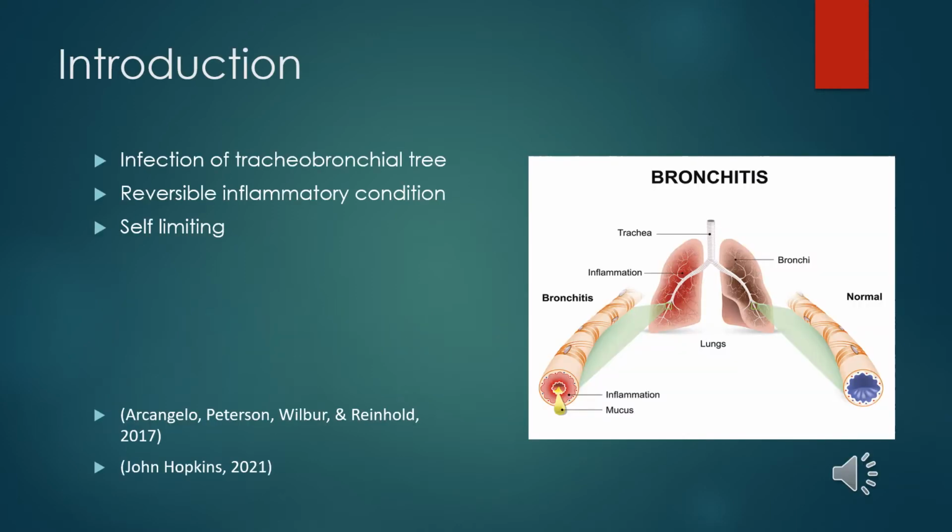Acute bronchitis is an infection of the tracheobronchial tree that causes inflammation of the large airway within the lung, accompanied by a cough. This can last 1 to 3 weeks. It is reversible and generally self-limiting, so it requires no treatment.